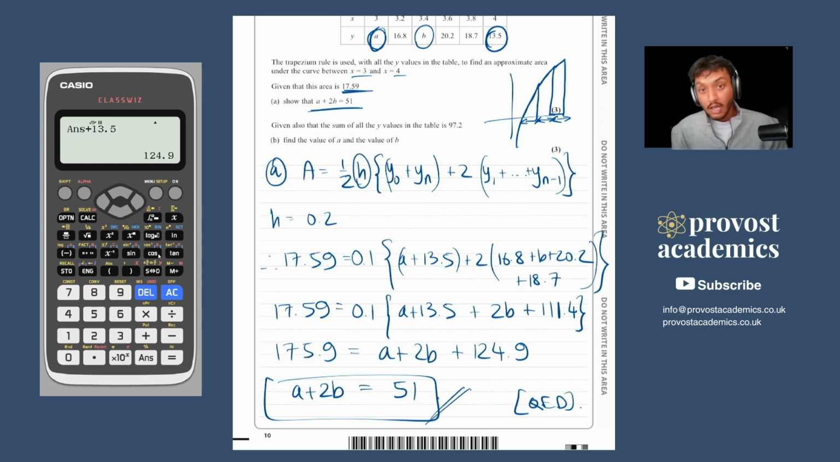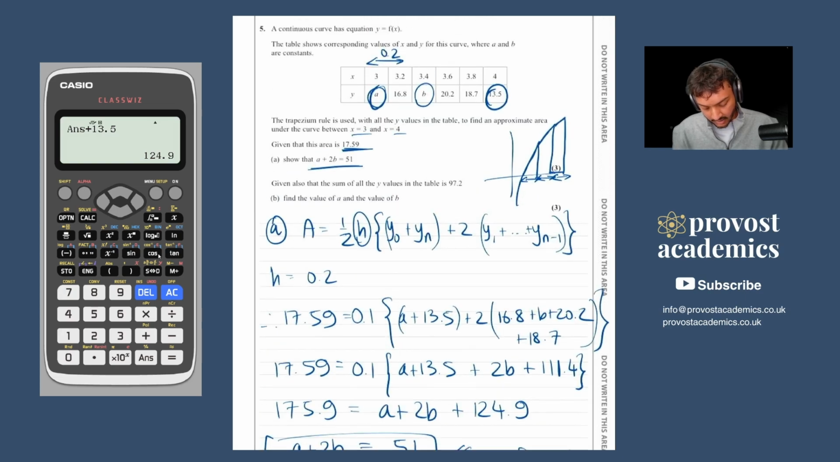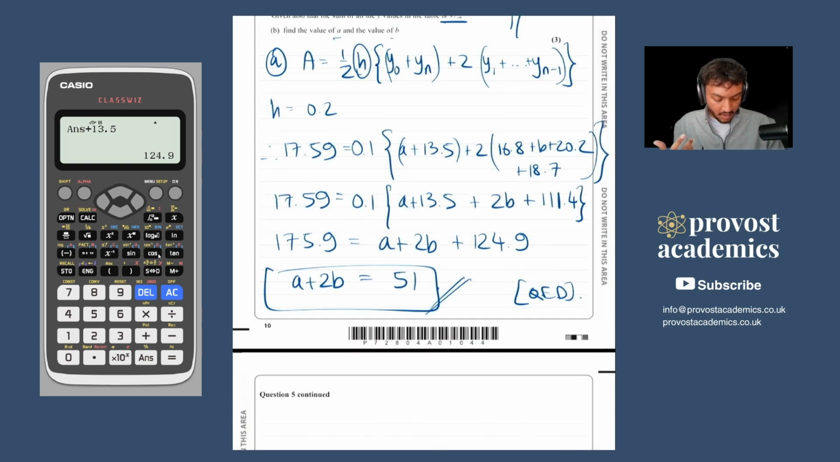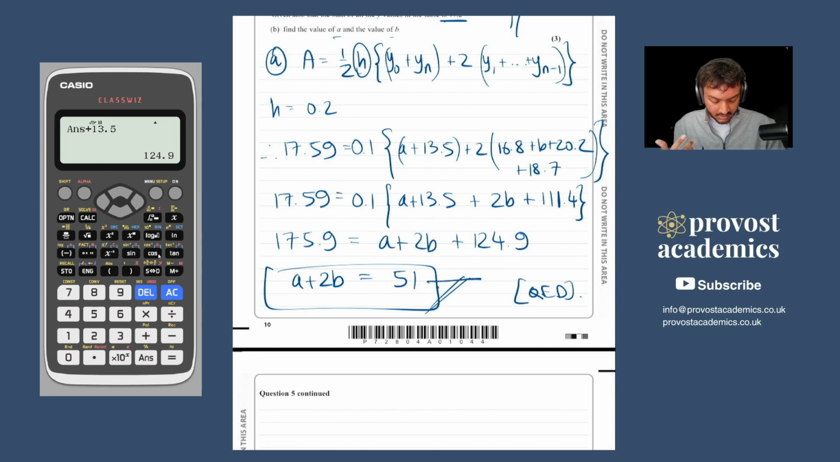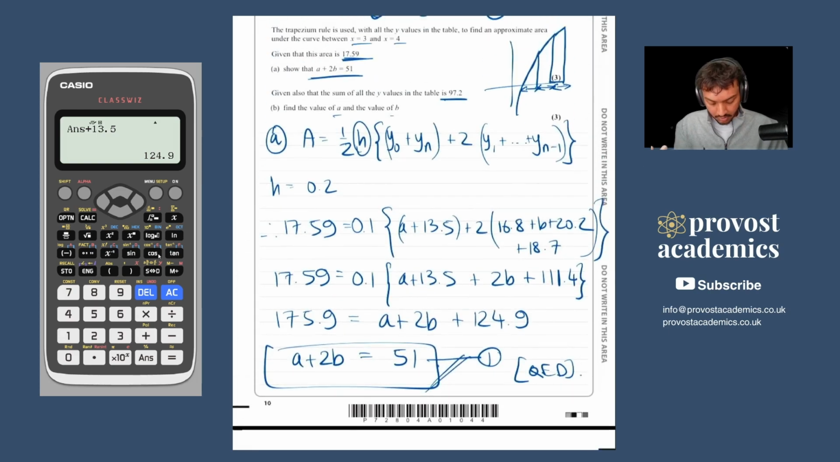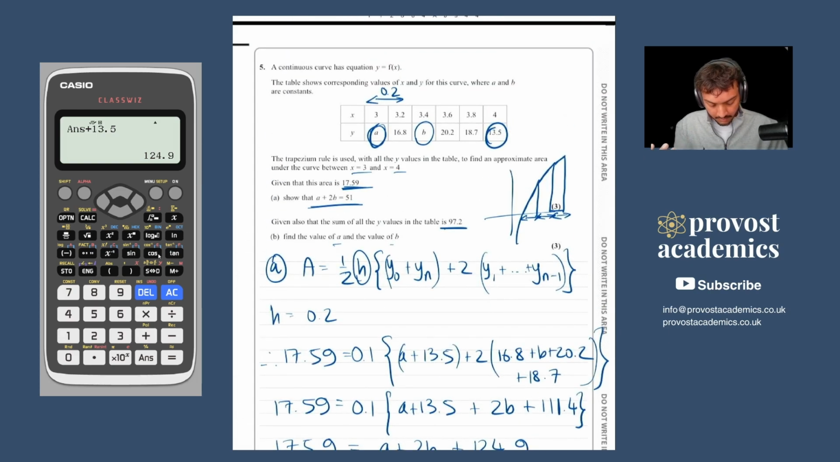Nice. The next part of the question says, given that the sum of y in the table is 97.2, find the values of a and b. So effectively it is a set of simultaneous equations. You found your first equation through this, and your second equation would be just adding all the elements in the y, and that would be equal to 97.2. So let's add up all the y's.